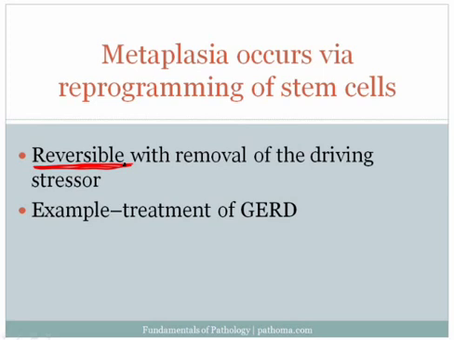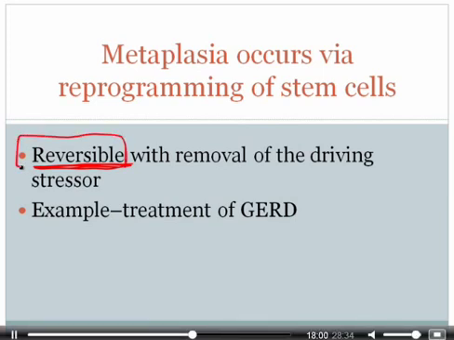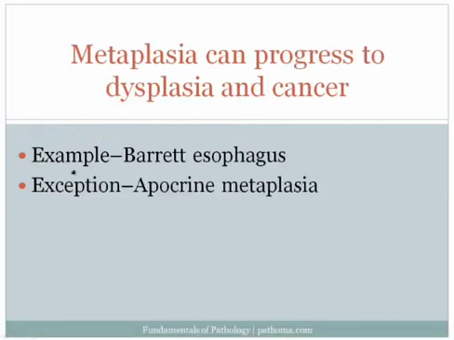Let's just take a very simple example. If we've got gastroesophageal reflux disease and we've got acid shooting up into the lower 1/3 of the esophagus, that's going to result in a columnar, non-ciliated, mucinous metaplasia. If the acid reflux is ceased, for example via some sort of therapeutics, then the decrease in acid will result in reprogramming of the stem cells back to their original squamous type, and the metaplasia will then reverse. So it's very important. I think the key take-home point from this slide is that metaplasia is reversible.